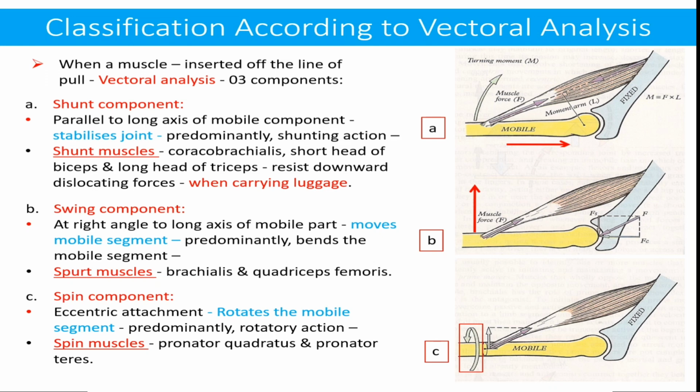The third component is spin component. This component appears because of the eccentric attachment of a muscle. Hence, this muscle rotates the mobile segment and predominantly has rotatory action. And such muscles are named as spin muscles, represented by pronator quadratus and pronator teres muscles.